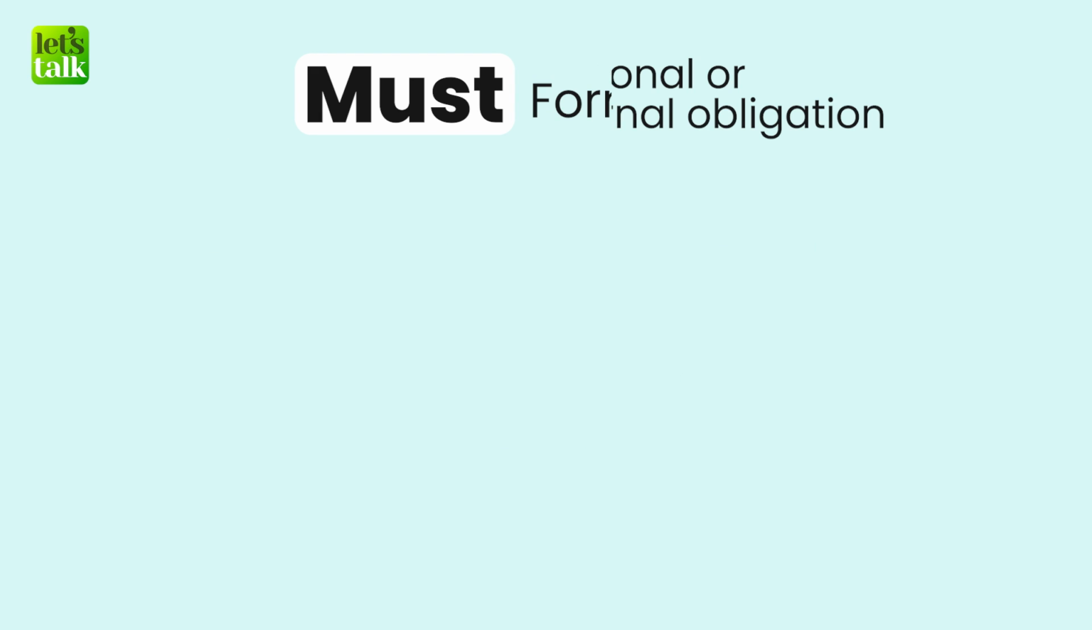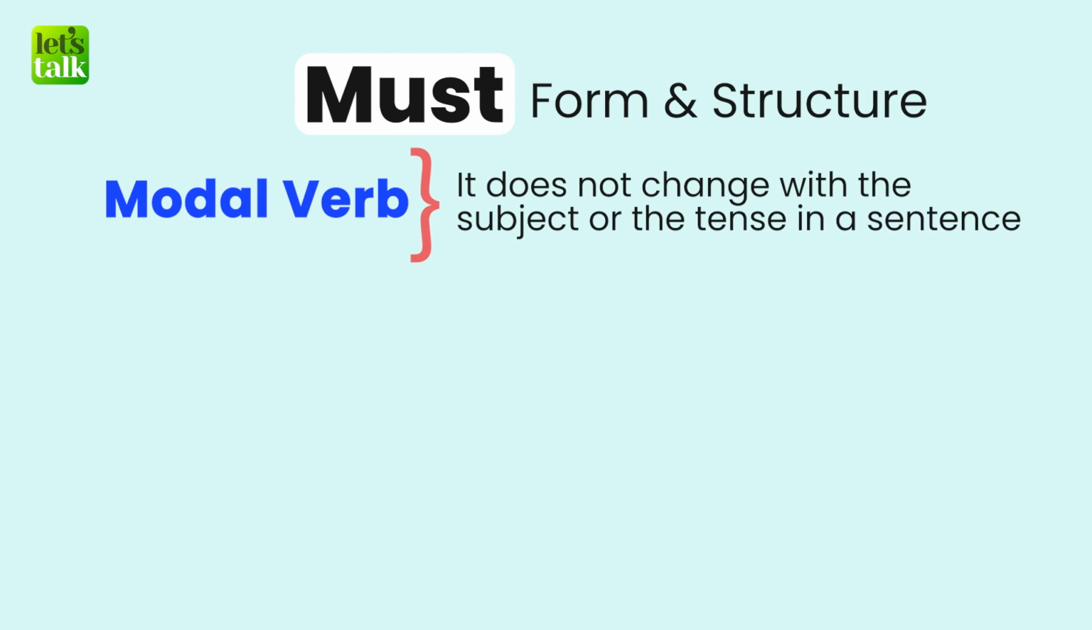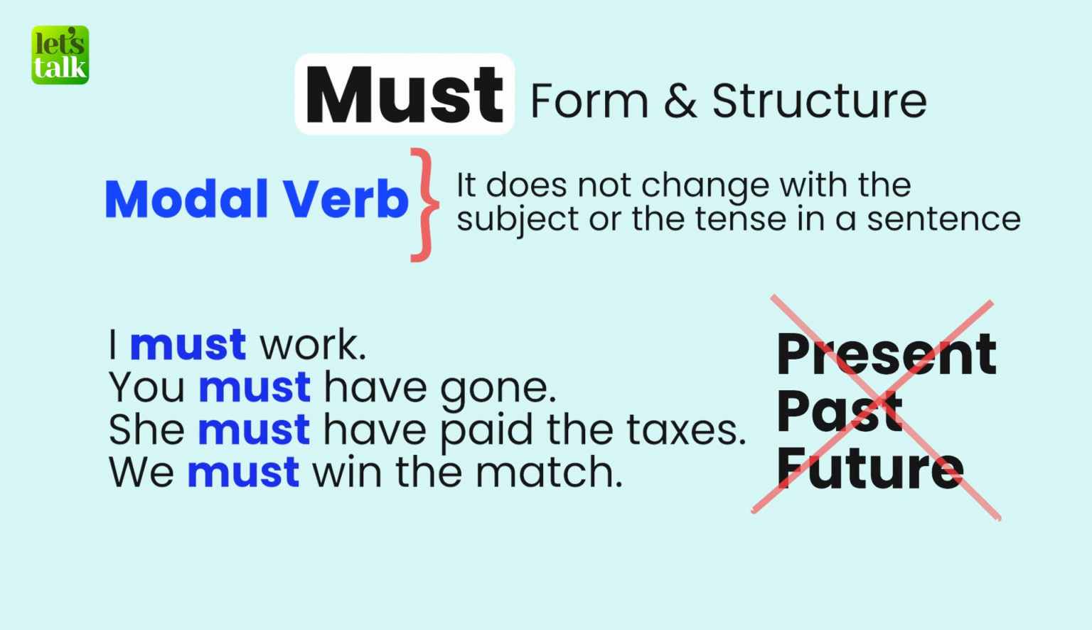Now let's understand the form and structure of must. Must is a modal verb. Unlike have to, must does not change with the tense or the subject in a sentence. I must work. You must have gone. She must have paid the taxes. We must win the match. See, no matter which tense or subject you use in a sentence, must remains must. And that's true for most of the modal verbs in English.